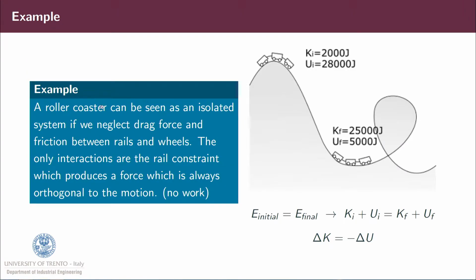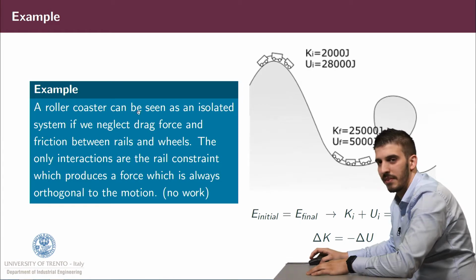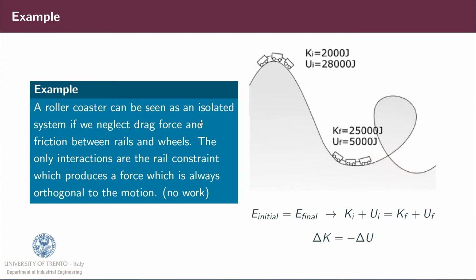Let's make an example. In this example, we have a roller coaster that can be seen as an isolated system, and if we neglect drag force and friction between rails, the only interaction are the rail constraints, which produce a force which is always orthogonal to the motion, so it does not produce any work. In this case, we have a conservation of energy, so the initial kinetic energy and the initial potential energy, and at the end of this slope, we have the final potential energy and the final kinetic energy.